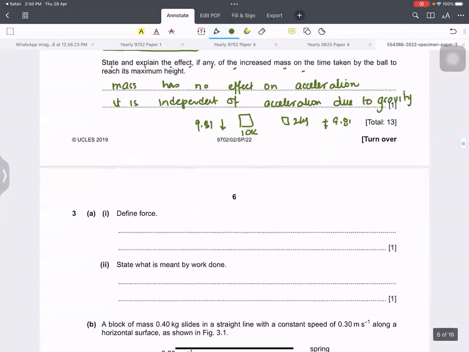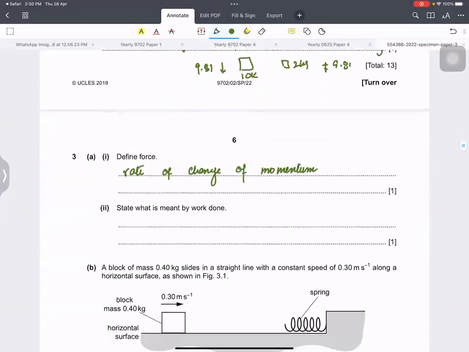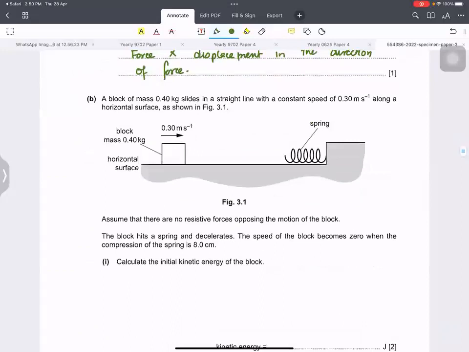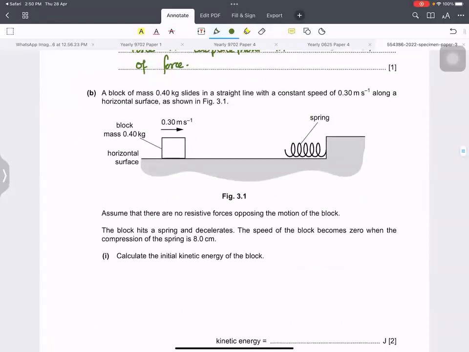Then it says define force. Force has one definition: it is the rate of change of momentum. What is meant by work done? Work is the force times displacement in the direction of force. So that's work done.